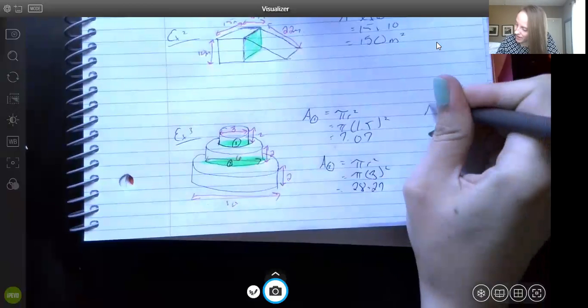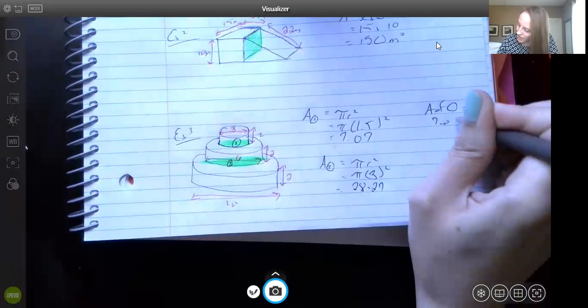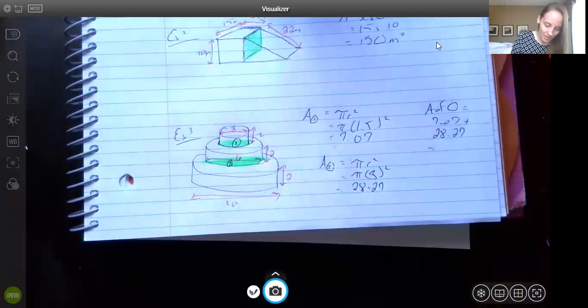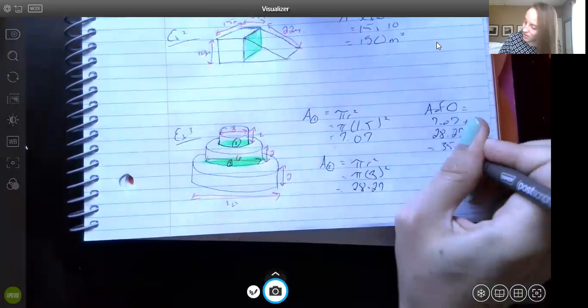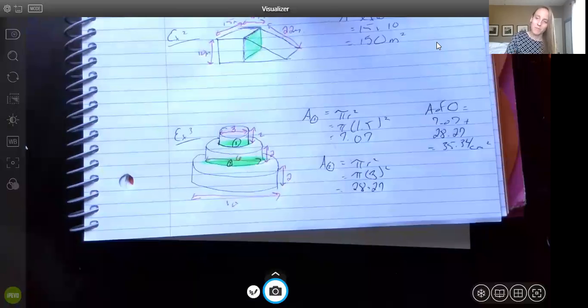So the area of overlap is 7.07 plus 28.27, which is roughly 35.34 whatever units squared. Okay, so all you're doing is, again, looking at the shapes, seeing where the different simple shapes or simple 3D objects would be touching each other. That's your area of overlap. And then if there's more than one, you just add them together. Okay, that's all for today's lesson.